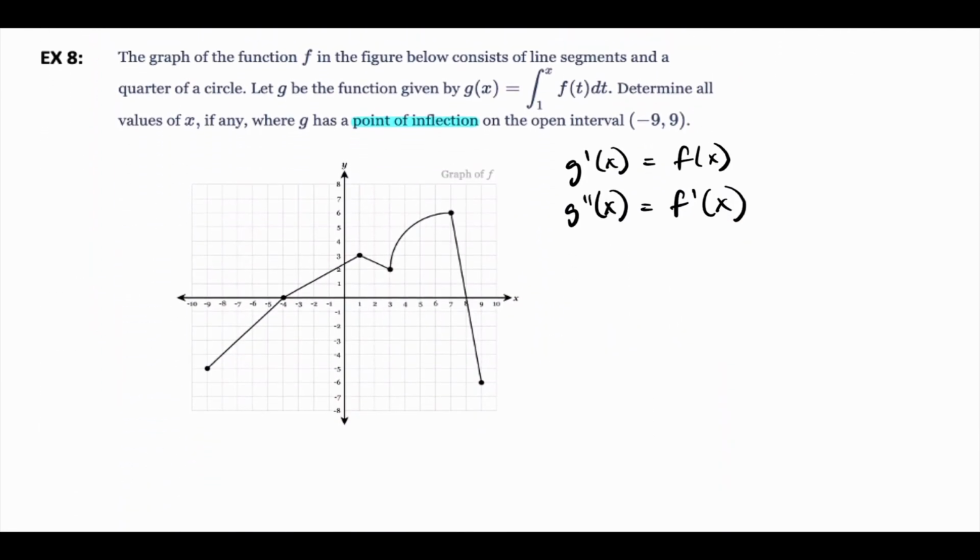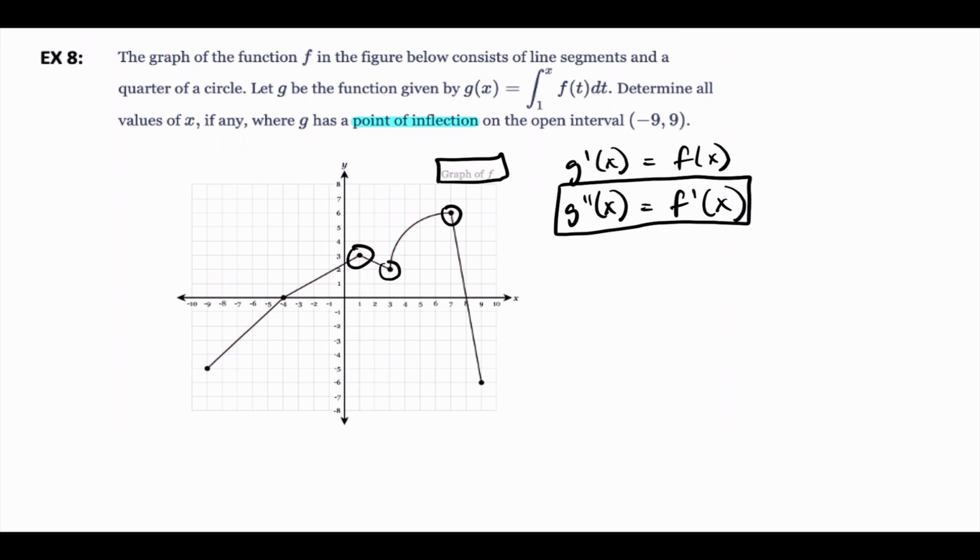Number 8. Determine all values of x, if any, where g has a point of inflection. Well, point of inflection, according to my cheat sheet, is when the second derivative changes signs. When f prime or g double prime changes signs. Well, if this is the graph of f, I'm looking for slopes. When do its slopes change signs? All right, well, positive slope, positive slope, positive slope, negative slope. So there's one spot. Negative slope, and then it changes to positive, and then it changes to negative. So there's another one there, and another one there. 3 spots where it changes signs.